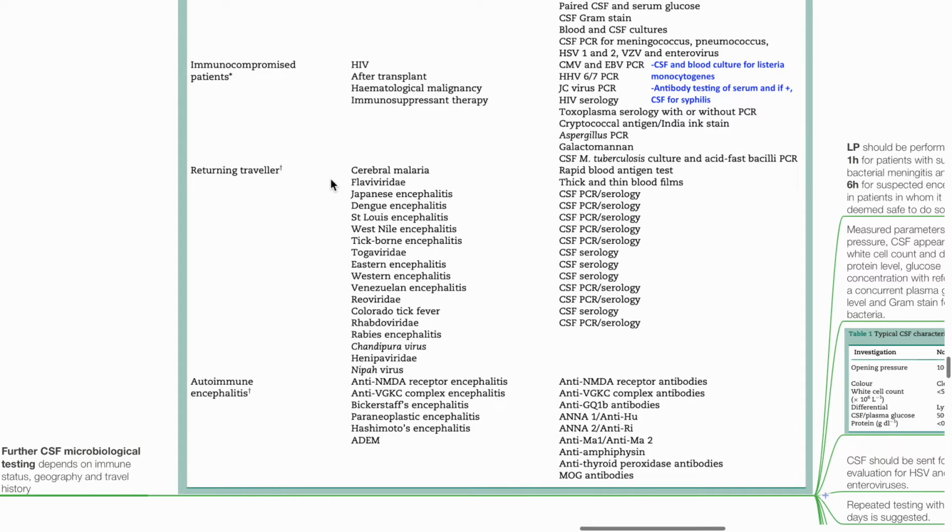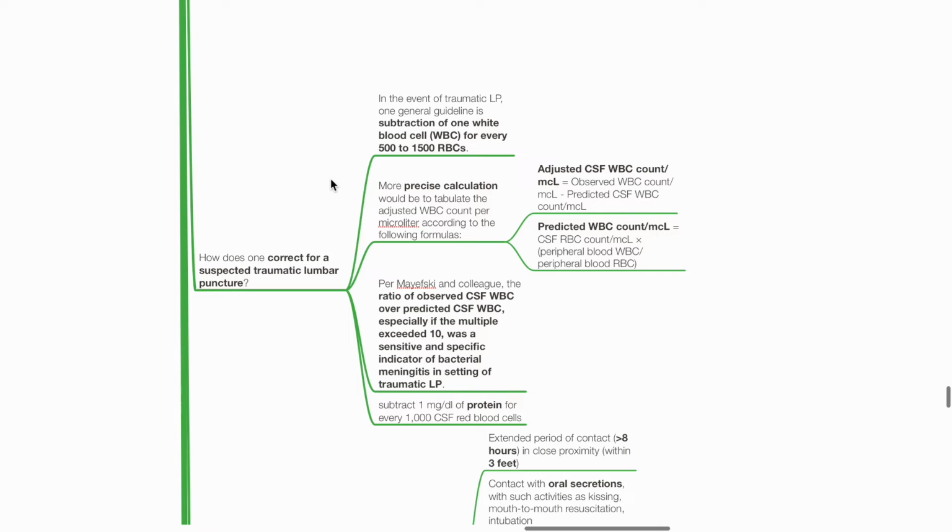For ADEM, investigations include anti-Ma1, anti-Ma2, anti-amphiphysin, anti-thyroid peroxidase antibodies, and MOG antibodies. How does one correct for a suspected traumatic lumbar puncture? In the event of traumatic LP, one general guideline is subtraction of 1 WBC for every 500 to 1500 RBCs. More precise formulas are included here for completion. Subtract 1 mg per dL of protein for every 1000 CSF red blood cells.